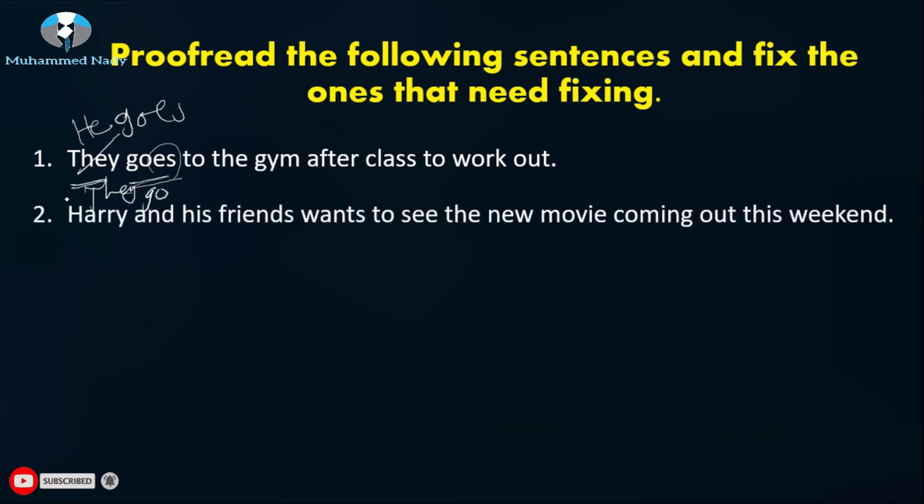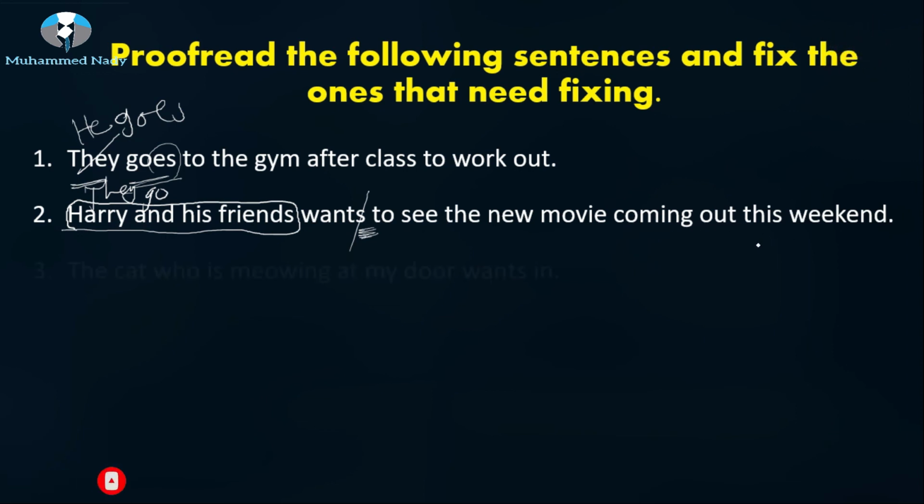Now, sentence 2. Harry and his friends. We said when we have and, so that means that the subject is plural, so we use the verb plural. Harry and his friends. So here we have an S because it's a plural, so we shouldn't use an S here. We need to cancel this S. Harry and his friends want to see the new movie coming out this weekend.